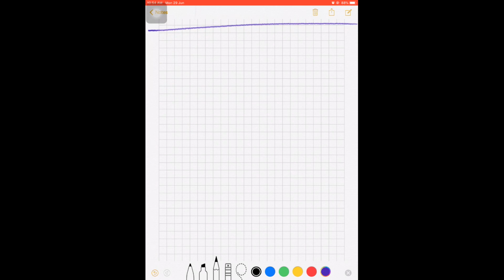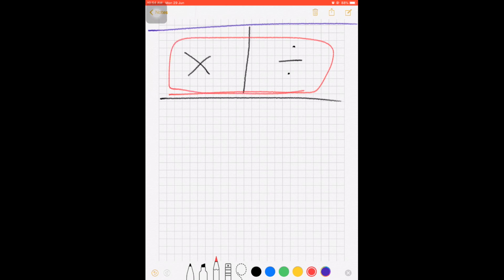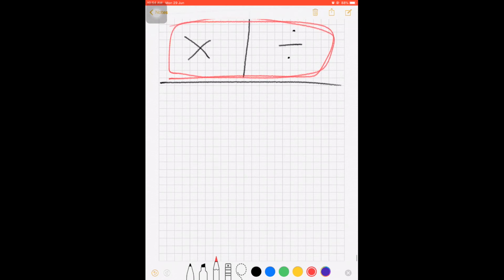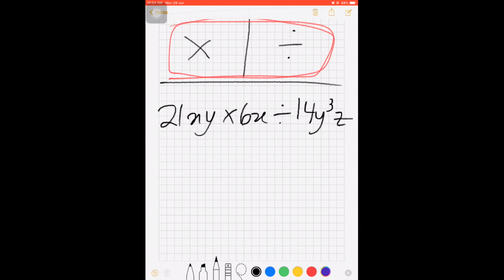Okay, what about if it has times and divide in the same thing. Ooh, scary, scary, scary. So how to do it? Both together. Don't worry, it's not so scary. I'll show you, okay? We'll do together. Don't worry. Okay, so let's try 21xy times 6x divided by 14 y kuasa 3 z.